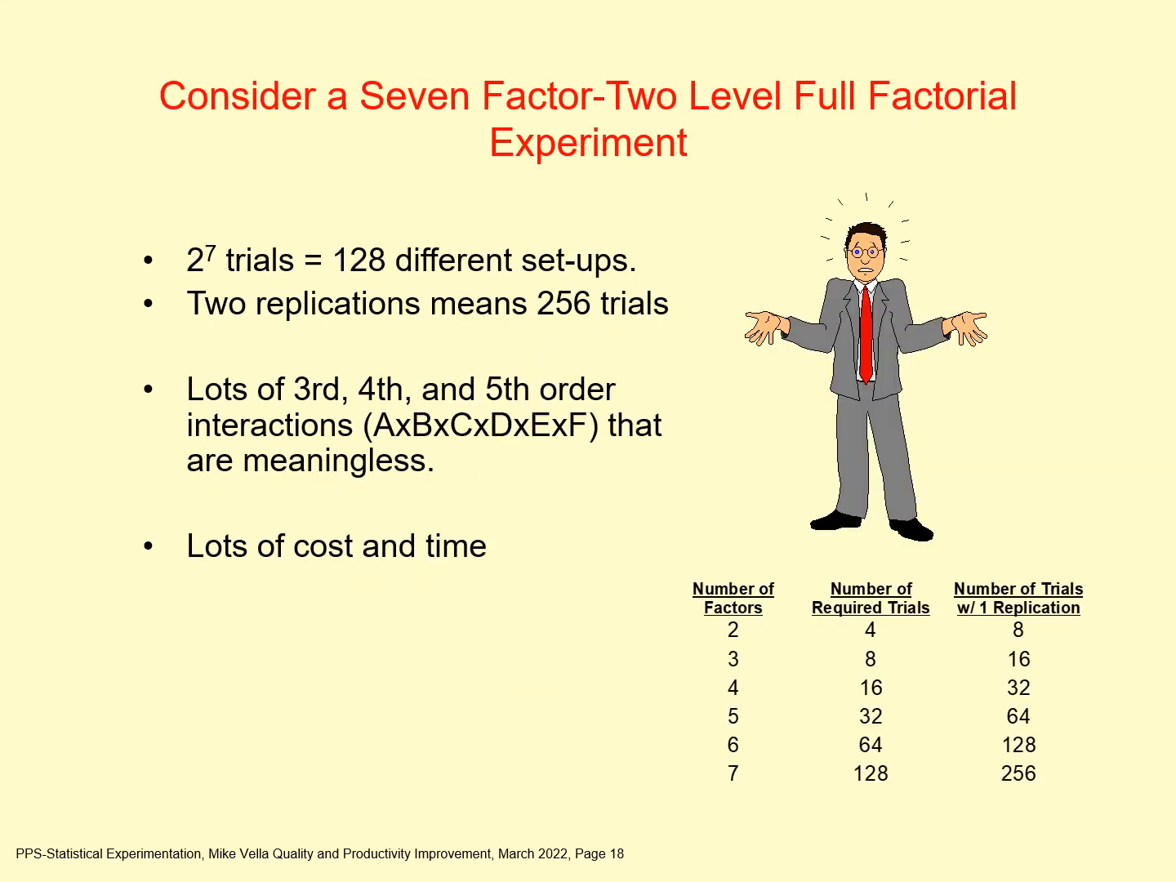If you consider a 7-factor, 2-level full factorial experiment, that would require you to have 128 different setups. 2 replications means 256 trials. Please refer to that table in the lower right-hand quadrant. Full factorial 2-7 would give you lots of 3rd, 4th, and 5th order interactions. They may be meaningless, and it costs lots of time and money.